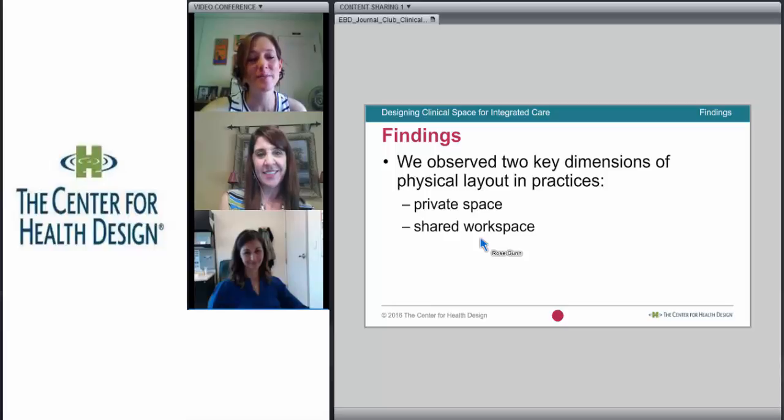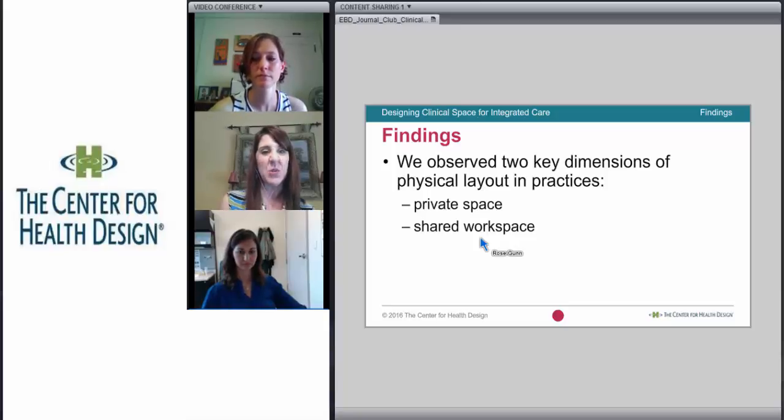And then private space. I think we can all empathize with this: when you're in an open space, there's a need for a really quiet space to do some heads-down work. So this need for having a private space for focused work, seeing patients, and consulting with other clinicians and staff is also very key.